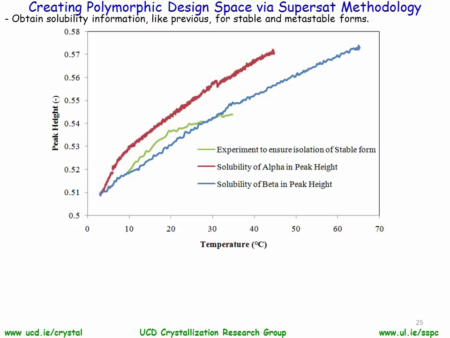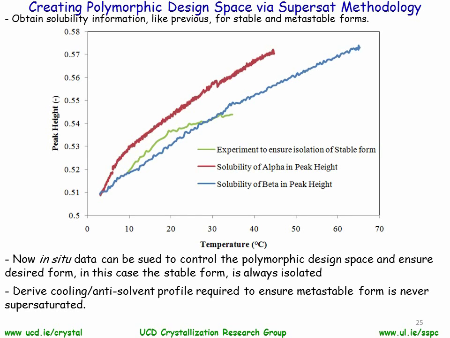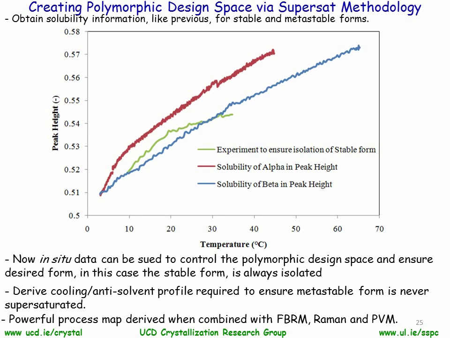So again, now with confidence I can say that we can scale this process at that cooling rate, based obviously on a favorable particle size, but we will always ensure the optimal isolation of the stable form. So again, it just gives you means for assessing optimal cooling or anti-solvent addition profiles. So obviously the important part of this will be to combine this supersaturation with FBRM for particle dimension assessment, but also with Raman and PVM to ensure the pure isolation of the stable form.